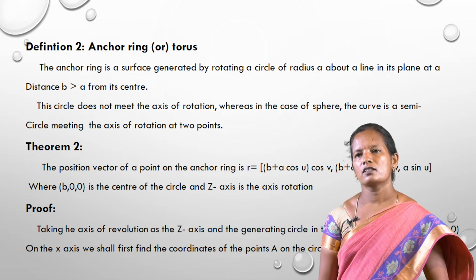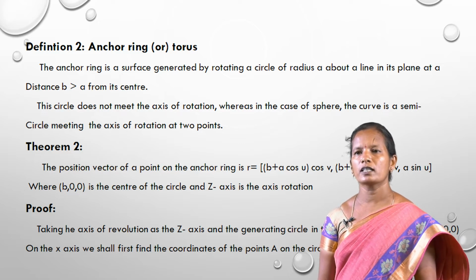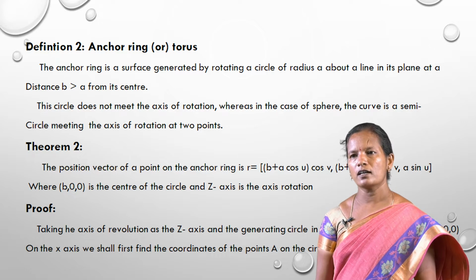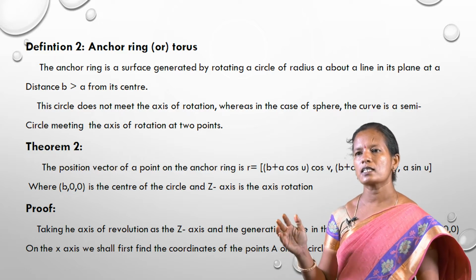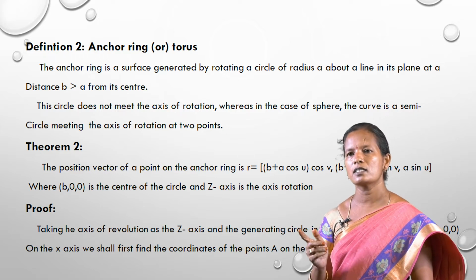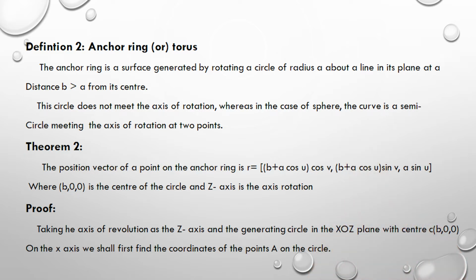Next, theorem statement: the position vector of a point on the anchor ring is R vector equal to ((b plus a cos u) into cos v, (b plus a cos u) into sin v, a sin u). R vector is equal to (x, y, z), the x coordinate, y coordinate and z coordinate. The x coordinate is b plus a cos u into cos v, the y coordinate is b plus a cos u into sin v, and the z coordinate is a sin u, where (b, 0, 0) is the center of the circle and the z axis is the axis of rotation.